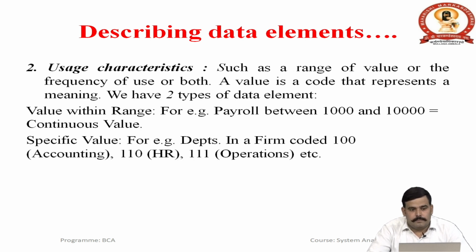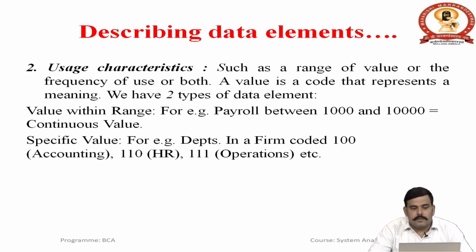Uses categories, characteristics such as the range of value or the frequency of use or both. A value is a code that represents a meaning. We have two types of data elements. First, value within range. For example, payroll between 1000 and 10,000 is continuous values. We have a second type of value, that is specific value, like departments in a firm coded 100 for the accounting department, 110 for the human resource and 111 for the operations.